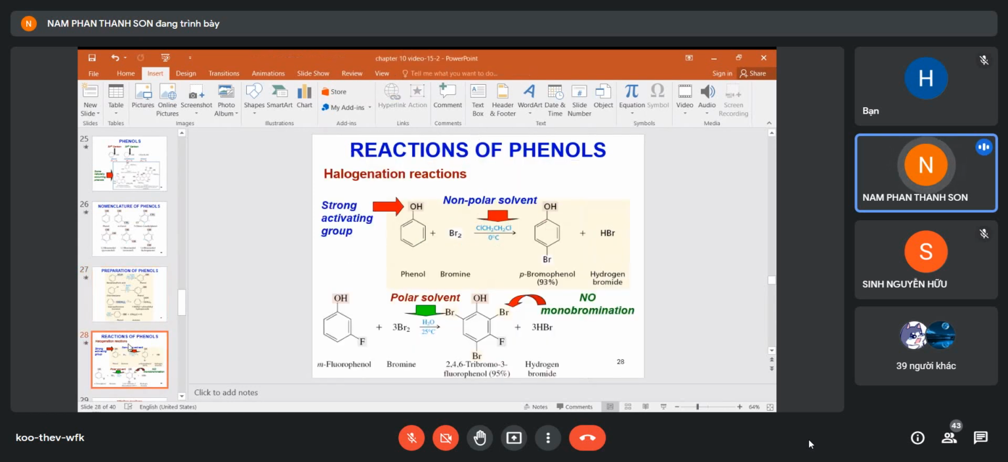Now, the reactions of phenol. You know, in phenol, we have a benzene ring and an OH. So phenol should have similar reactions to benzene.